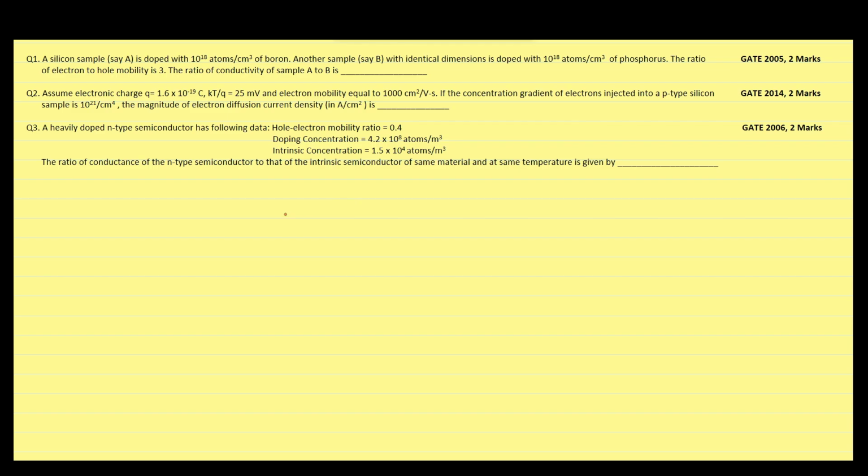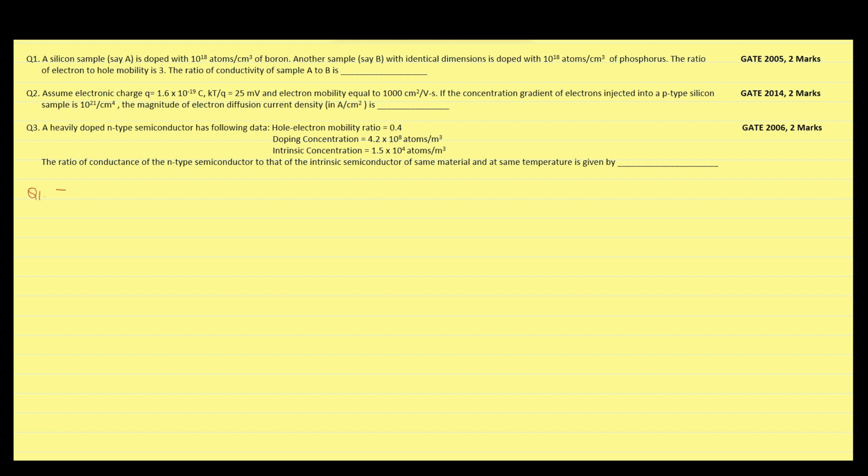Now we will see the solutions. For the first question, a silicon sample A is doped with 10 raised to the power 18 atoms per centimeter cube of boron. Another sample B with identical dimensions is doped with 10 raised to the power 18 atoms per centimeter cube of phosphorus. The ratio of electron to hole mobility is 3. Then the ratio of conductivity of sample A to B is asked.